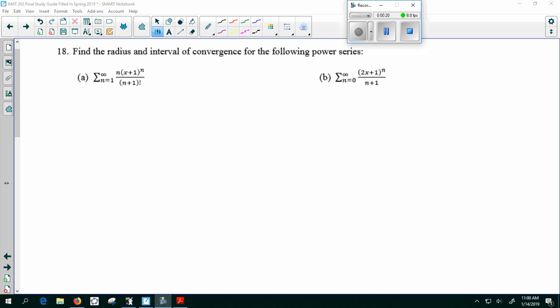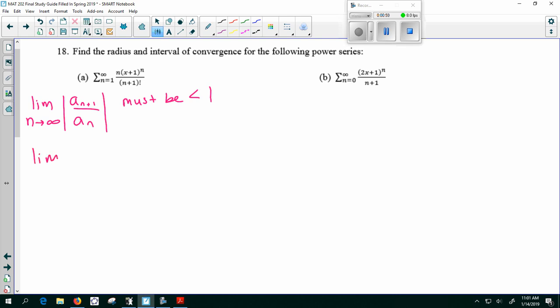So if you remember, finding the interval and radius of convergence starts with the ratio test. The ratio test says take the limit as n goes to infinity of the absolute value of a sub n plus 1 over a sub n, and that, for the series to converge, has to be less than 1. Okay, so I'm going to do that for my series, and then I'm going to choose x values that make that limit less than 1.